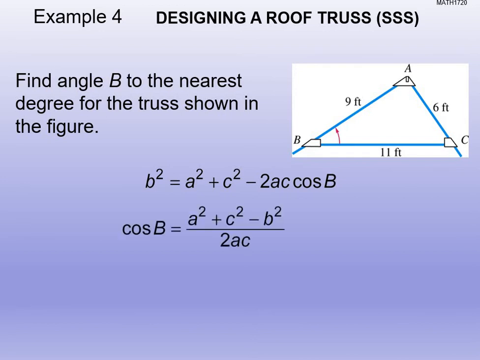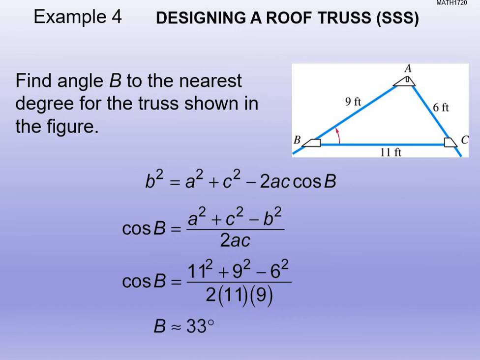Solving for cosine B gives us a squared plus c squared minus b squared all over 2ac. That's just doing the algebra, getting cosine B by itself. Substituting in the given values, little a, little b, little c, and doing our calculations, you're going to get a decimal answer. You're going to have to go second cosine, because you're doing cosine inverse of that decimal answer, hitting enter, and you should get approximately 33 degrees. Make sure you are substituting in those things correctly. Try this one at home, and make sure your calculator matches what I have here for you.